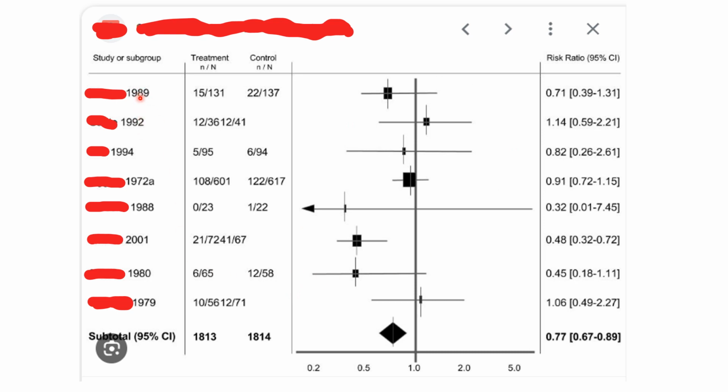indicating that in this meta-analysis that the authors did, in which they included 8 studies, a total population of 1,813 patients in the treatment group, 1,814 patients in the control group. It indicated that there was no positive effect of the treatment, and the majority of point estimates of risk ratios were lying on the left side of the table.